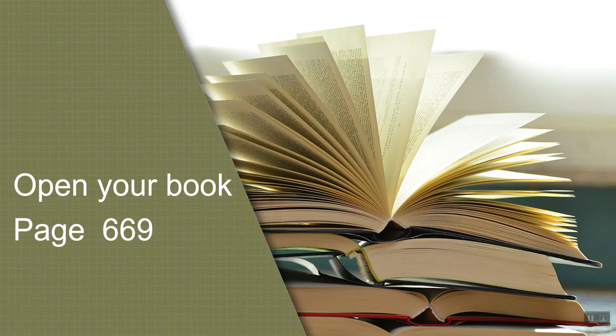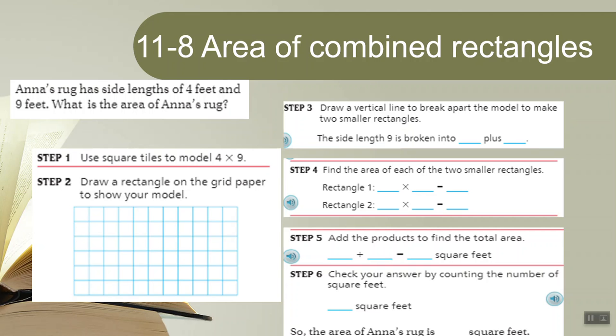Now open your book, page number 669. The area of combined rectangles. The first example: Anna's rug has side lengths of 4 feet and 9 feet. What is the area of Anna's rug?